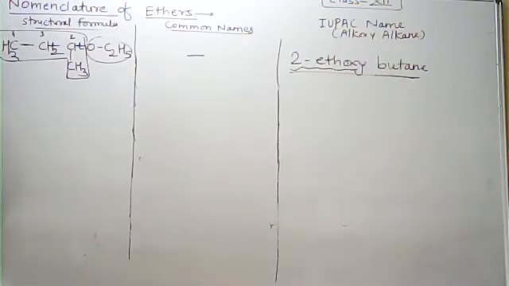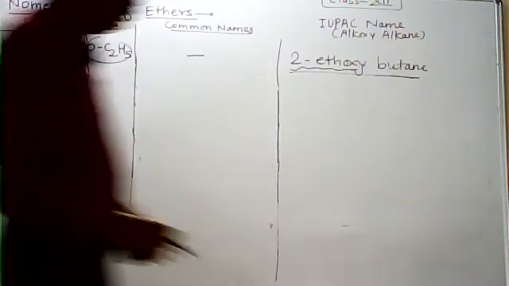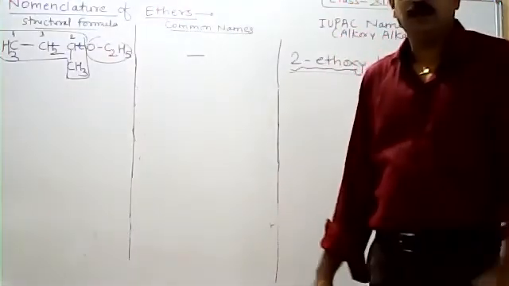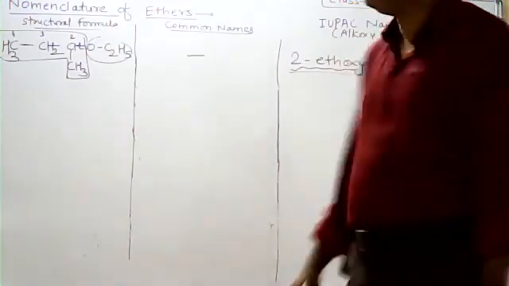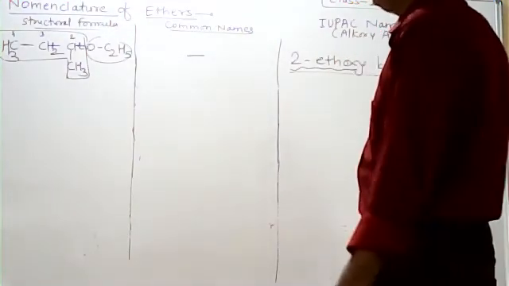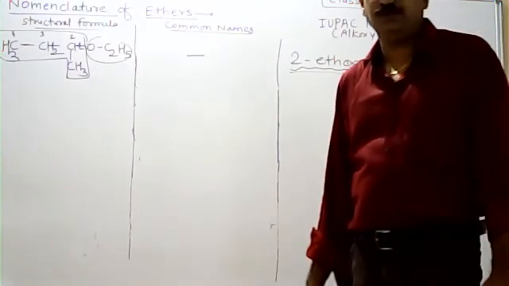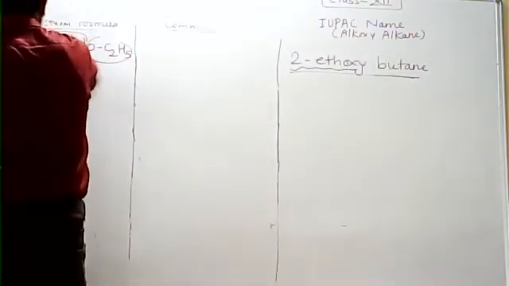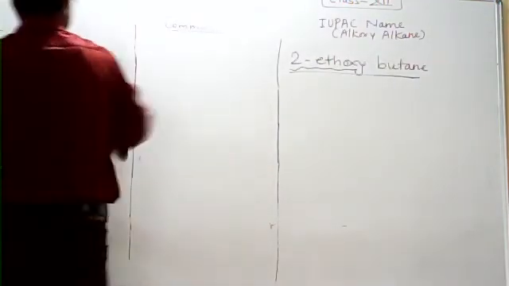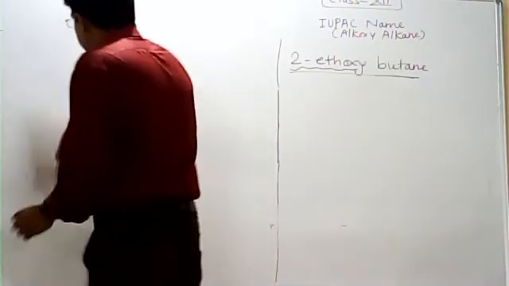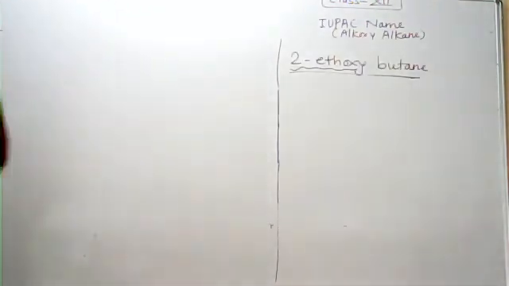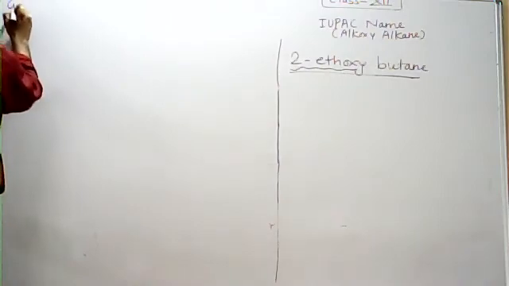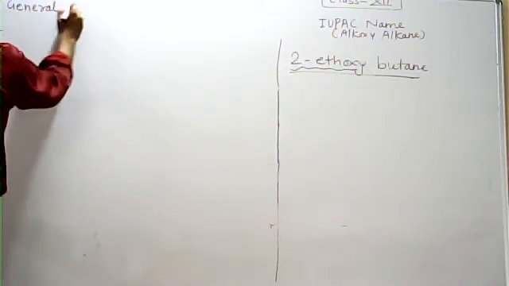Okay. So this is about the nomenclature of ethers. We have discussed the nomenclature of alcohols, then phenols, and now ethers. Then we have to discuss now the preparation of alcohols. Next point: general methods of preparation of alcohols.